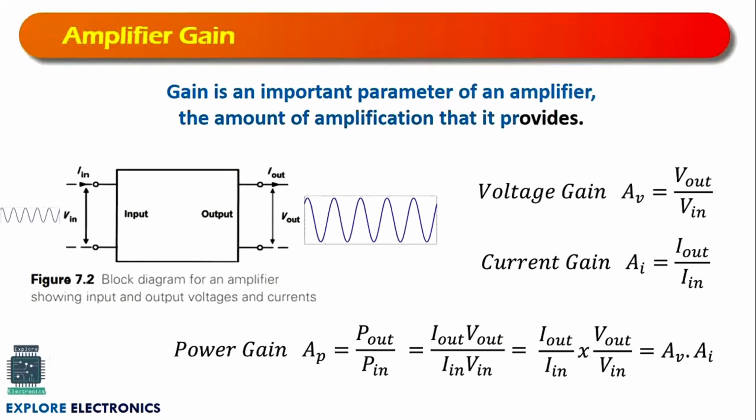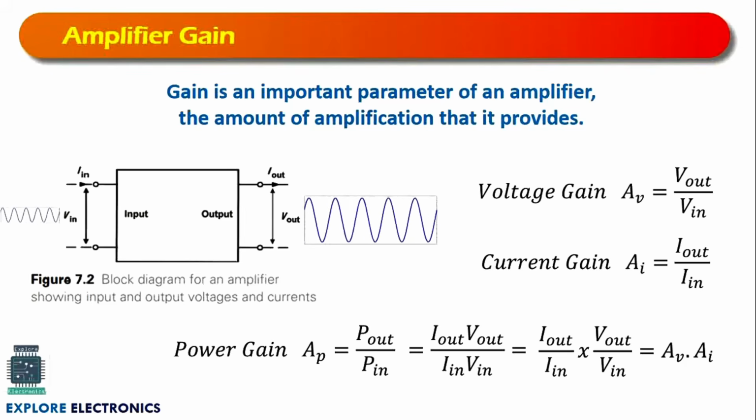So what then is amplifier gain? Gain is an important parameter which defines an amplifier, the amount of amplification it is going to provide. What is the gain we are going to get from the amplifier? That is how we can understand this. You can observe in the figure here, the input we are giving, V in, is very small, and V out is very large.